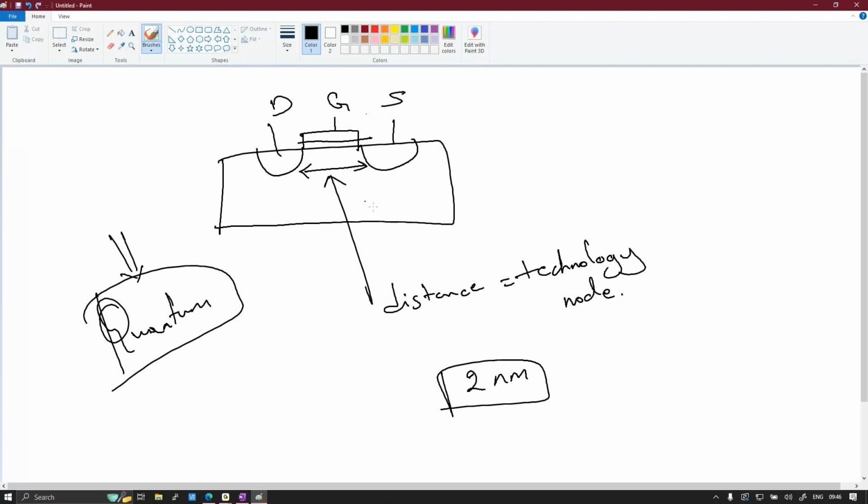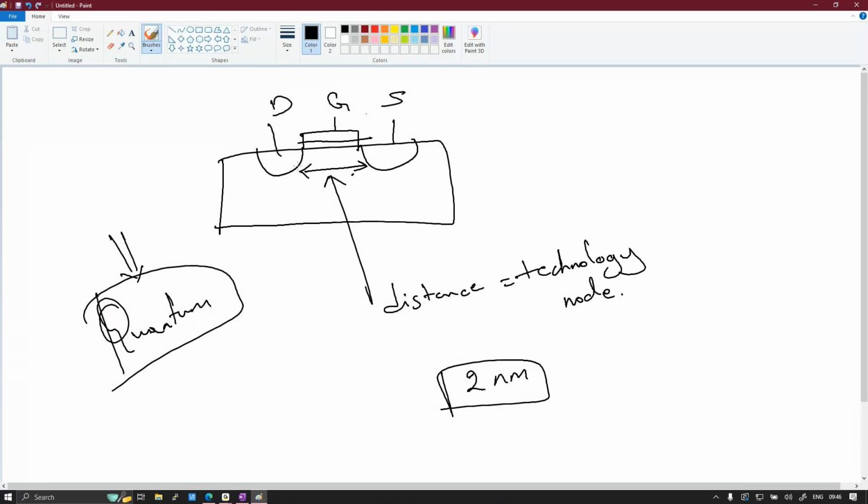So now coming back, what has happened is, as this distance is reduced, gate control has become a problem. So now I have to introduce something such that I can control that device using the gate only. So how can I control it now?